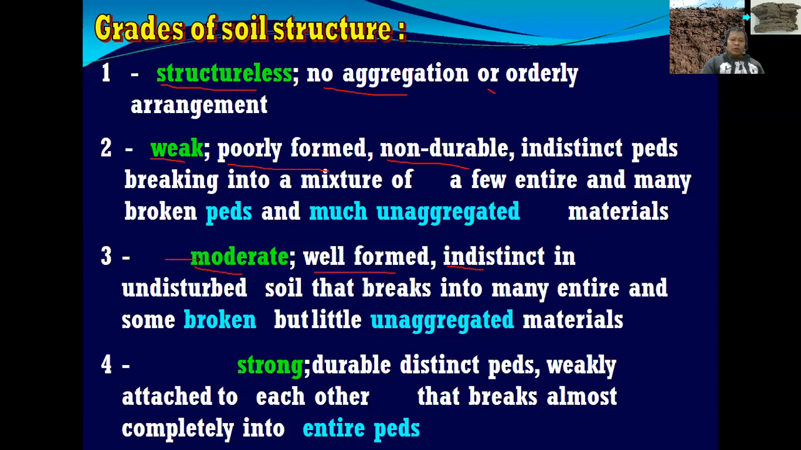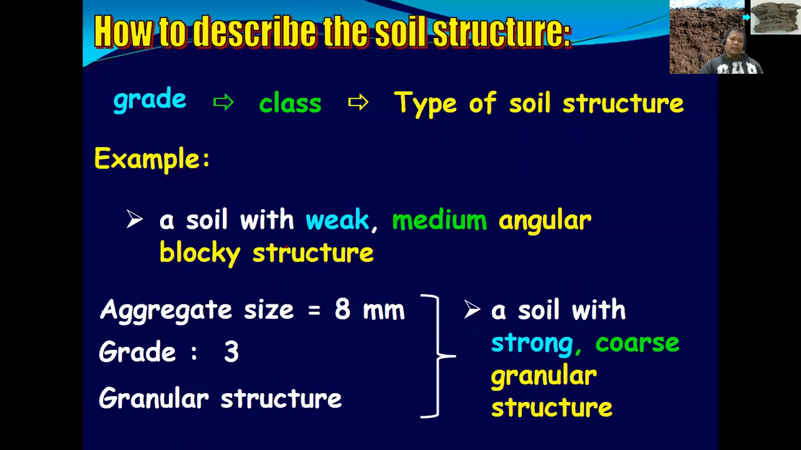So those are the grades of soil structure based on durability. Okay, strong soil structure, durable, distinct peds. The aggregates are clear, weakly attached to each other. For example, this one is considered an aggregate, another aggregate, they attach weakly to each other, that breaks almost completely into entire peds. When it breaks, it forms single peds. Now, that is a very strong grade of soil structure.